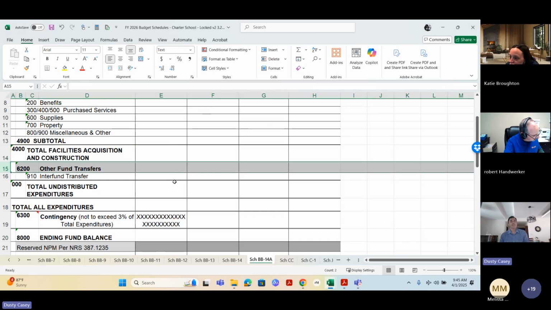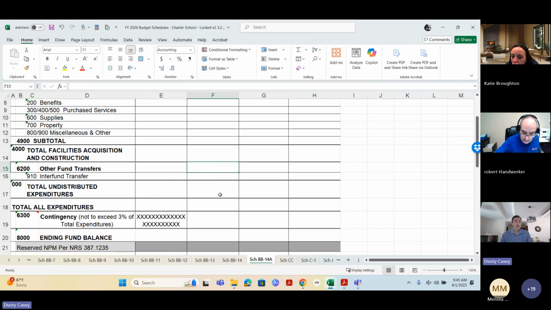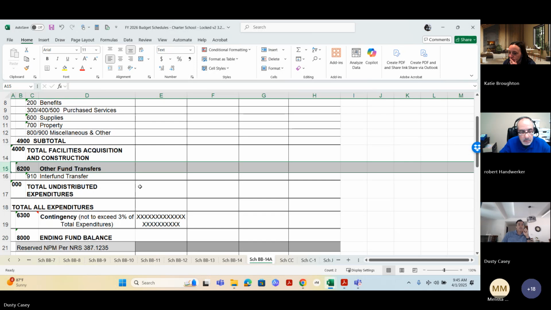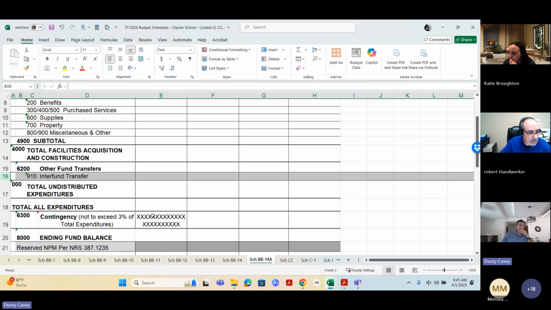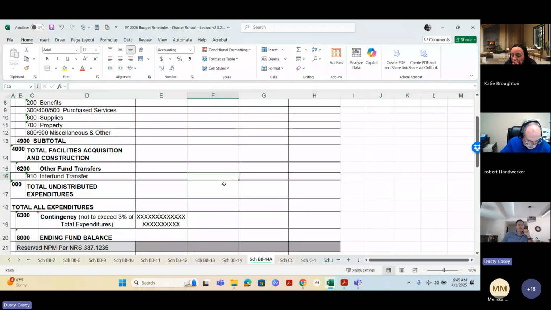Okay, very important, line 15, fund transfers, all right? So if you have transfers out, because again, you're in your expenditures, if you are transferring money out to other funds, that total should go in this row. So if you're transferring money out of your general fund to balance out your special education fund, your ELL fund, your at-risk fund, or something else, that's got to go in line 15. Interfund transfer, I don't really know anybody that uses that other than districts. So I don't think row 16 applies to you. If you have a different interpretation, I think it's fine.